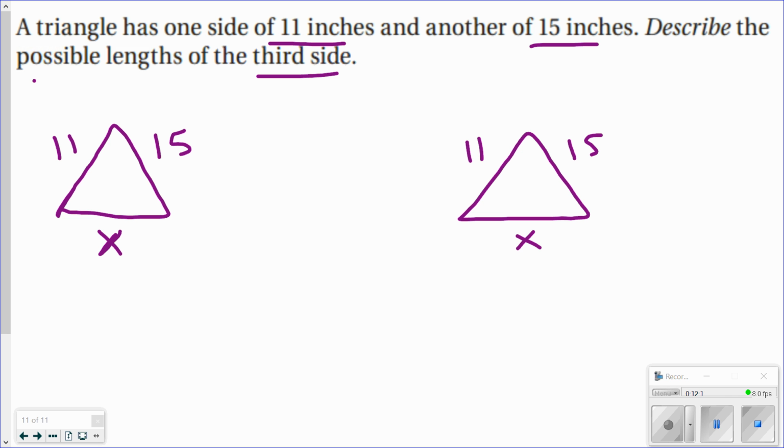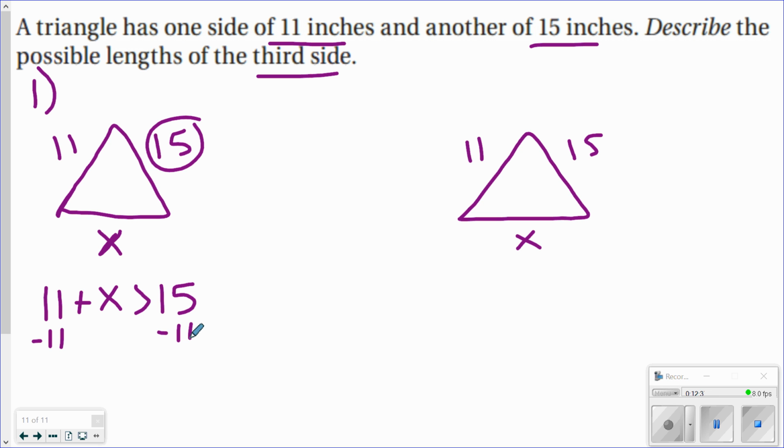So for our first possibility, let's say that 15 is our largest side or longest side. So that means I would have to add up our two smaller sides. So 11 plus x would have to be greater than 15. All right, so let's solve for x here, which means I'm going to subtract 11 from each side. And when I do so, I get x has to be greater than 4. So any number greater than 4 would work here.